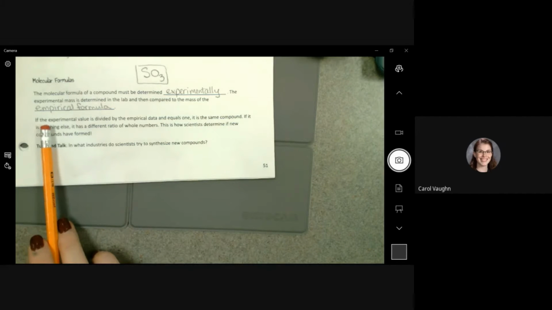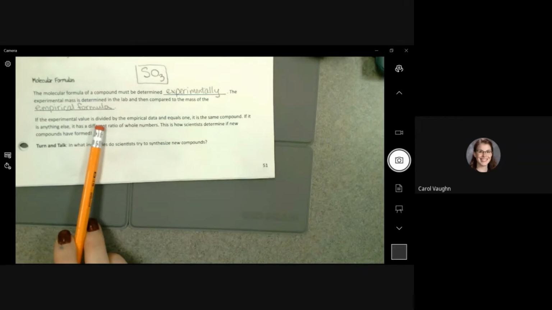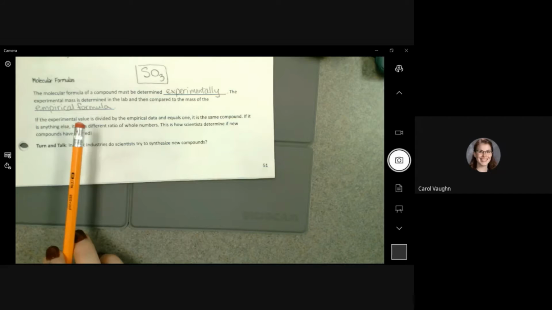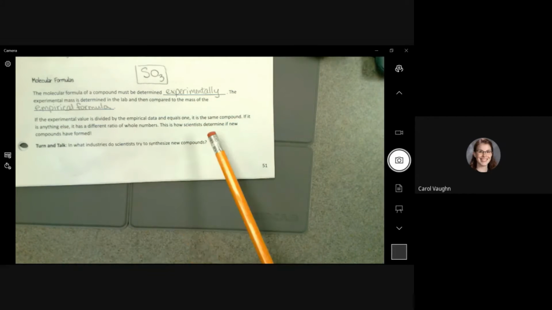If we take this experimental value that we measured and divide it by the molar mass of the empirical formula and it equals 1, we have not created a new compound. It's just the same thing as the empirical formula. However, if we take the molar mass that we find in the lab and divide it by the molar mass of our empirical formula and it does not equal 1, that means we have created a new compound. So we're going to have a different ratio of whole numbers. This is how we determine if new compounds have formed or not.